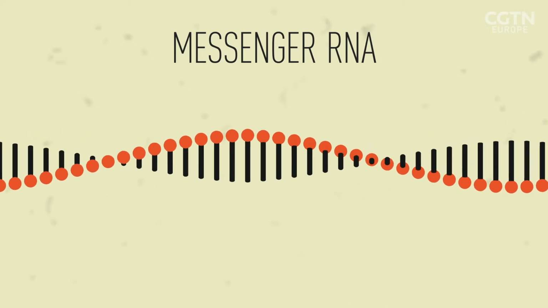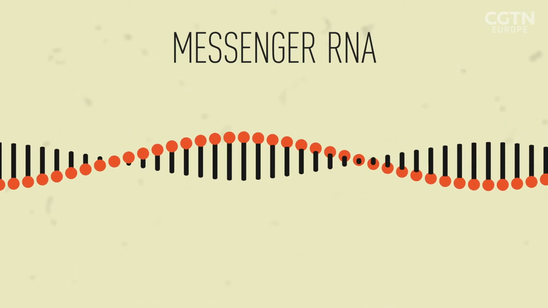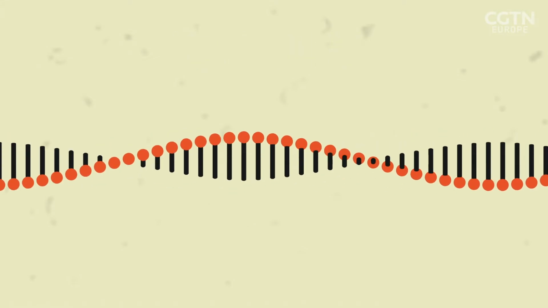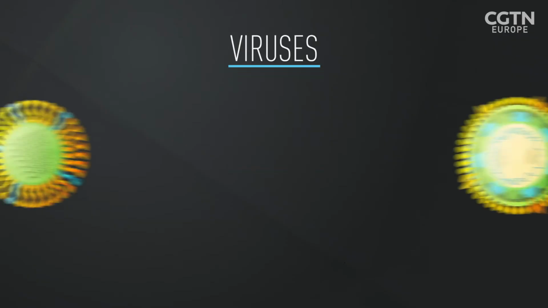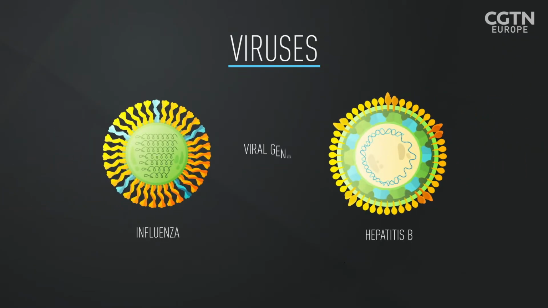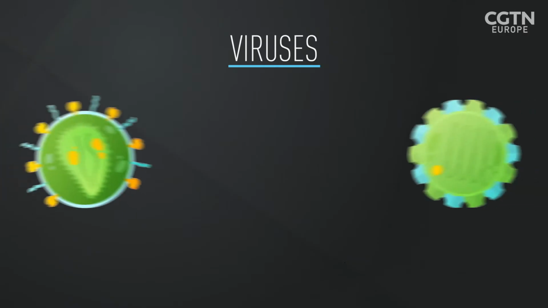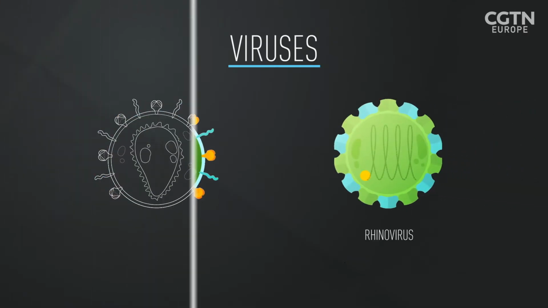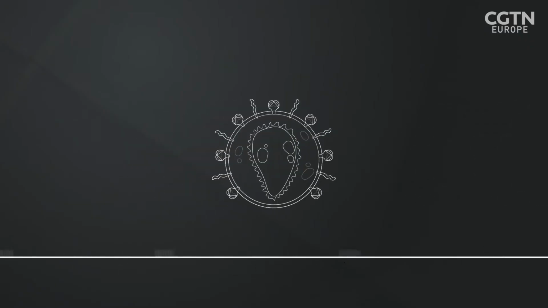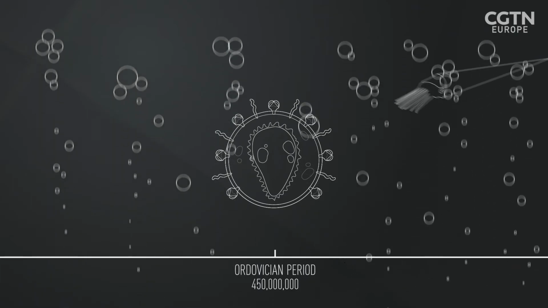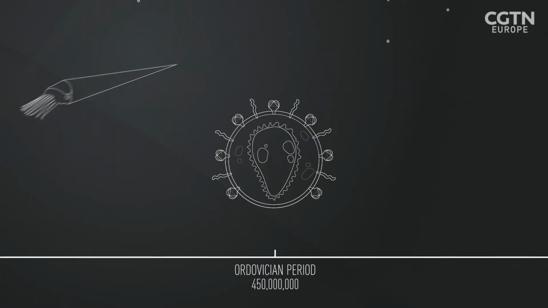Messenger RNA is the crucial link in understanding how viruses hijack cells, replicate, and then transmit. So what are viruses? Viruses are simple structures consisting of a small viral genome of either DNA or RNA, protected by a structural protein. They're also very old. Computational biology has shown that a retrovirus existed 450 million years ago in the Ordovician period, where life existed only in the oceans with mollusks and early forms of fish.